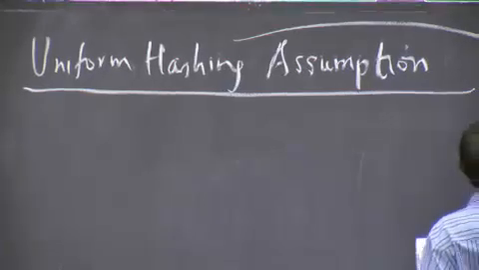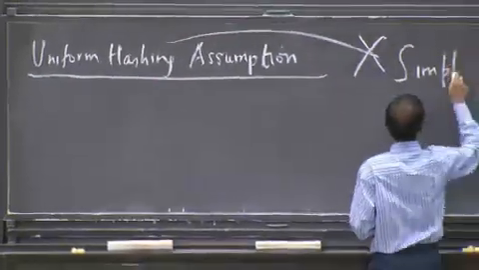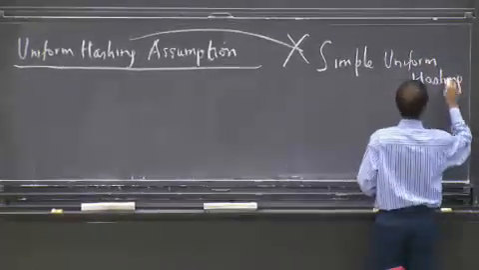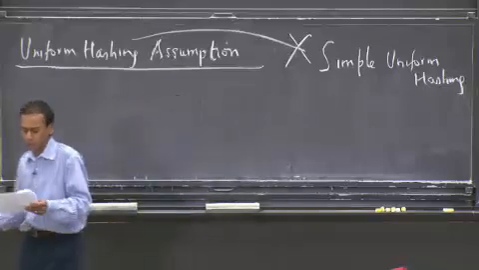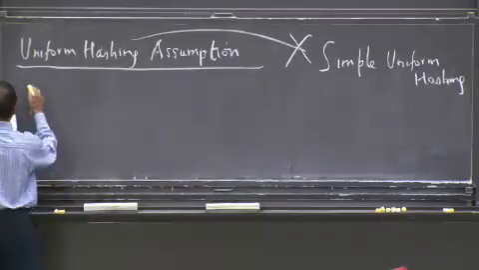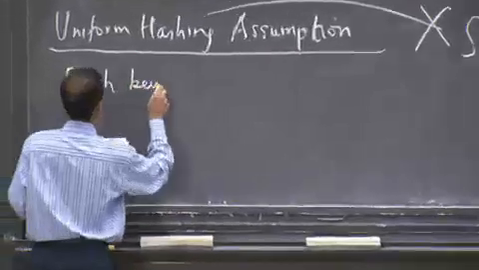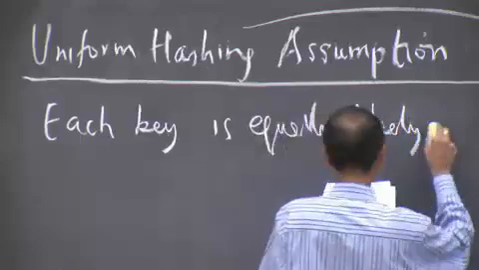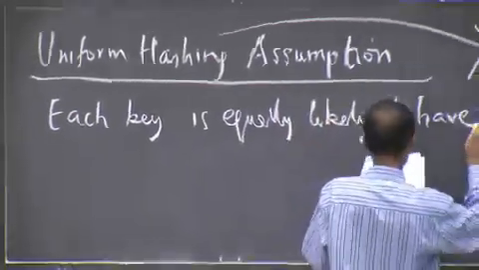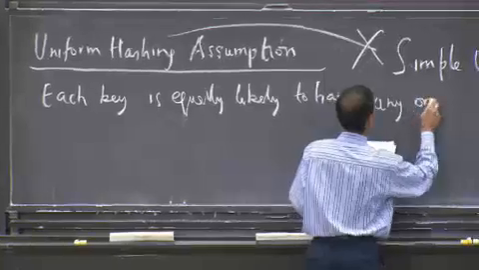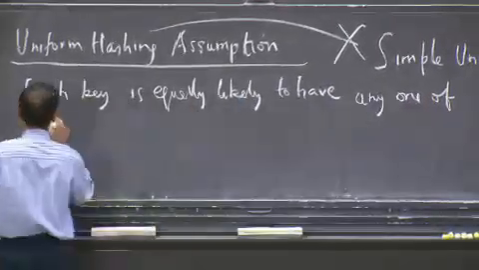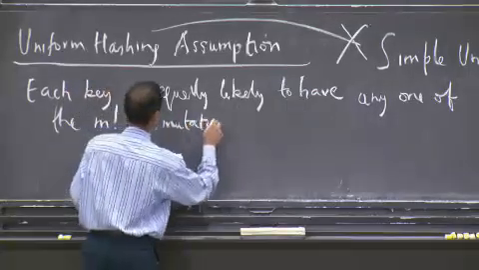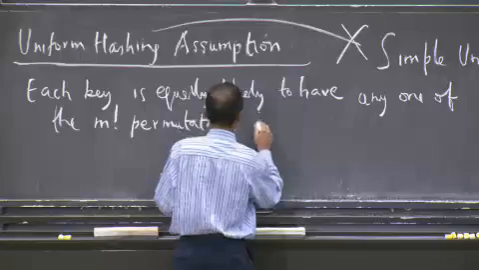And let me first say that this is not the same as simple uniform hashing, which talks about the independence of keys in terms of their mapping to slots. The uniform hashing assumption says each key is equally likely to have any one of the m factorial permutations. So we're talking about random permutations here as its probe sequence.